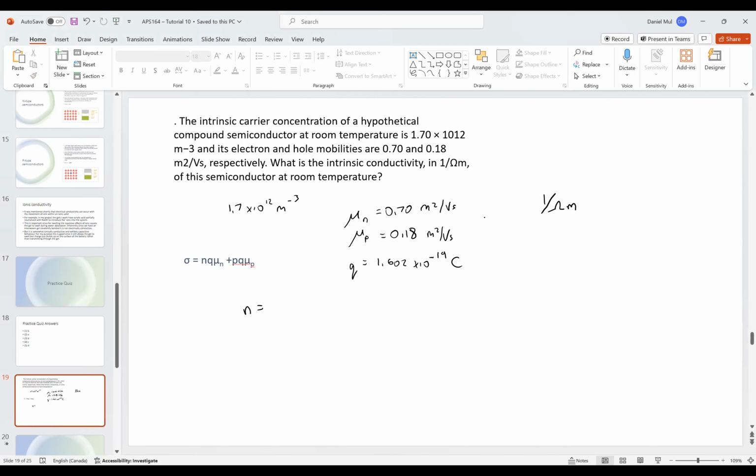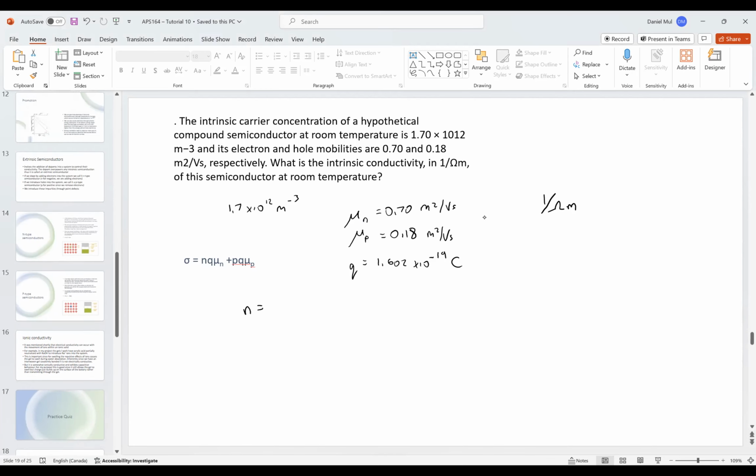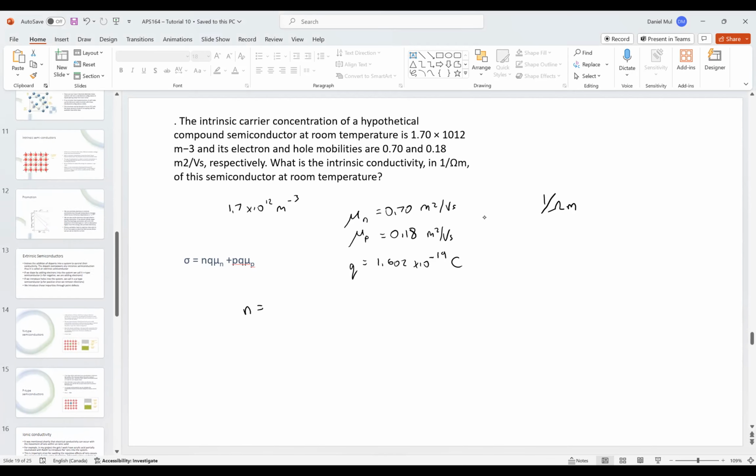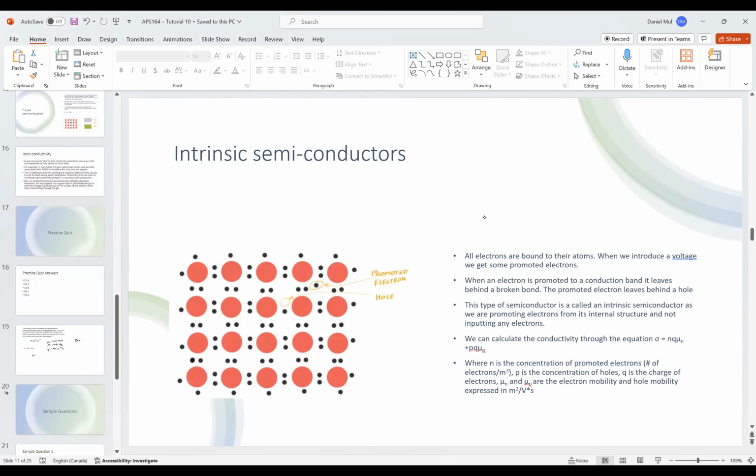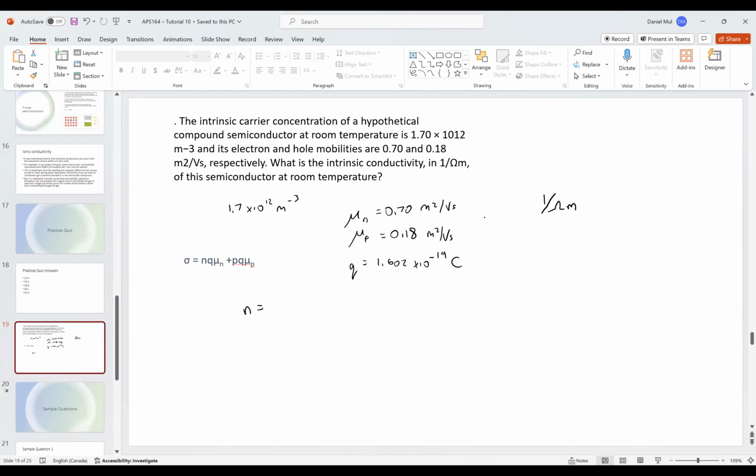And as units of number of electrons per meter.